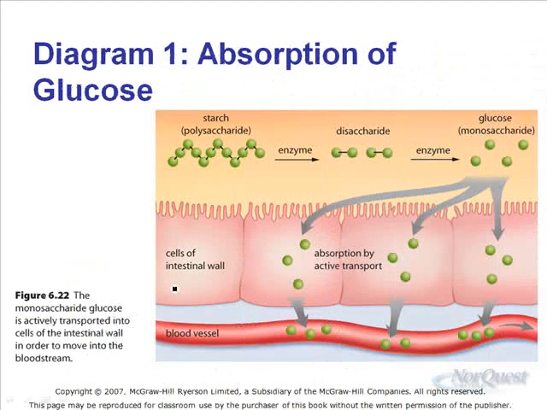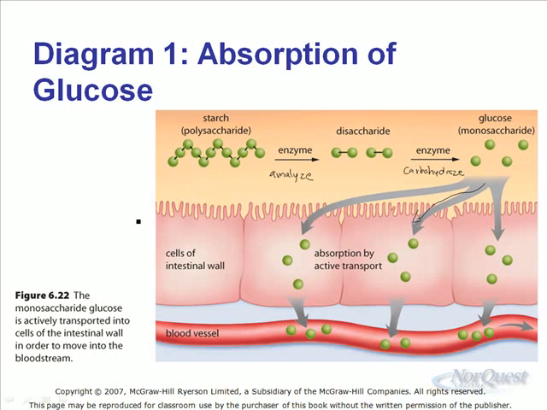When we look at the absorption of glucose, here's a summary of what's going to happen. We have our starch, our polysaccharide. Each one of these green circles represents a single sugar unit. We have some enzyme action. For example, amylase is going to break that starch into disaccharides, and those disaccharides, by carbohydrases, are going to be broken down into single sugar units, which can then be absorbed by our intestinal wall cells.